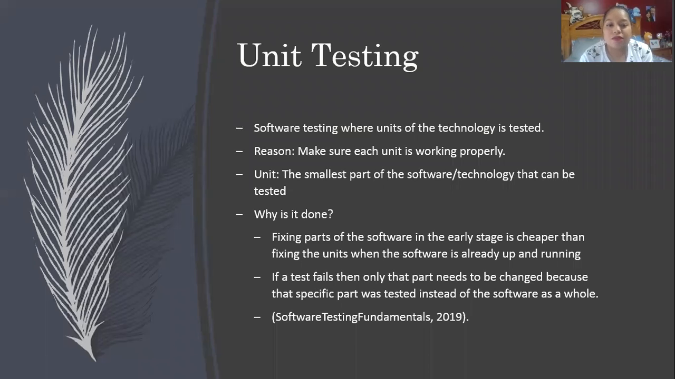It is done to fix parts of the software at an early stage, and this ends up being cheaper than fixing units when the software is already up and running. If a test fails, then only that unit needs to be changed because of that specific part that was tested, instead of the software as a whole.